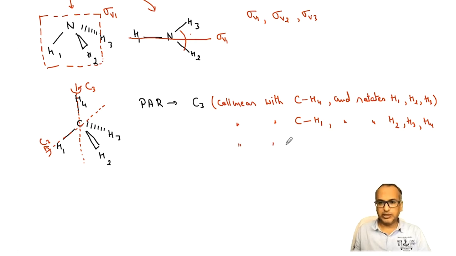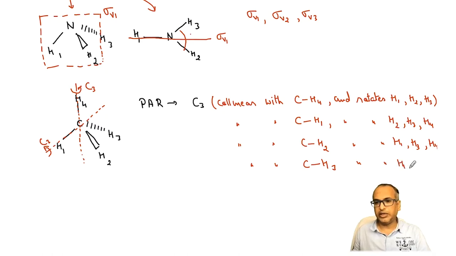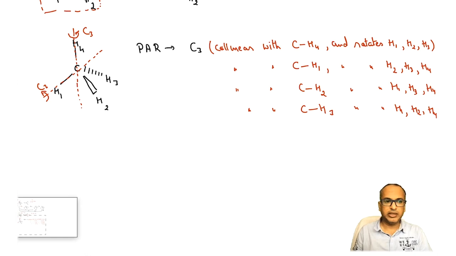There will be another C3 which will be passing through CH2 and rotates H1, H3, H4. Similarly, the last one will be collinear with CH3 and it will rotate H1, H2, H4. So there should not be any problem in locating the C3 axes. So there should be four C3 axes, independent four C3 axes.